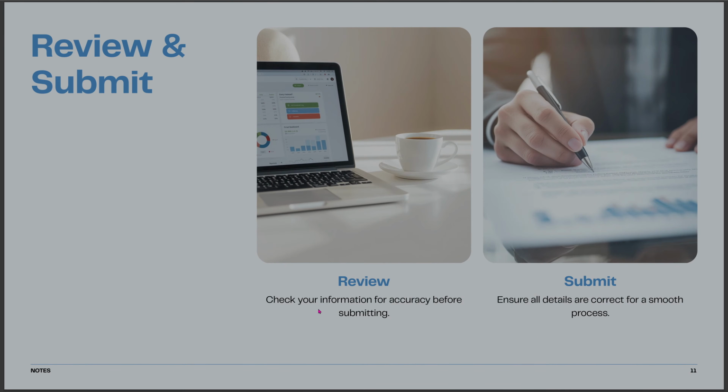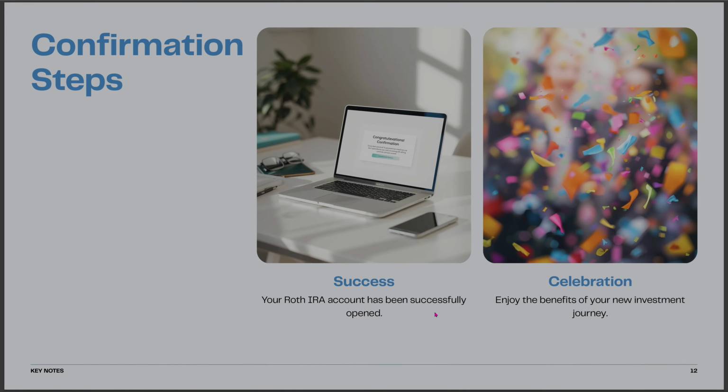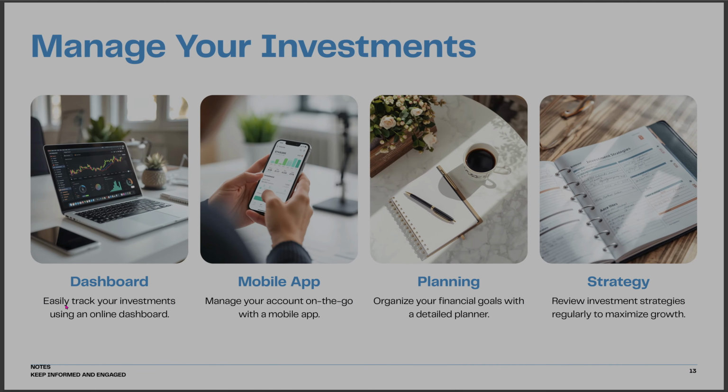And then the final thing, obviously, is making sure that all the information that you're entering in there is accurate. Once everything is done, the process should go smoothly. And at the end, it's going to tell you successful. You have completed. You have opened your Roth IRA successfully, and now you can start contributing to your retirement.